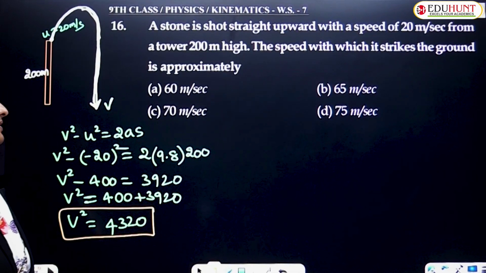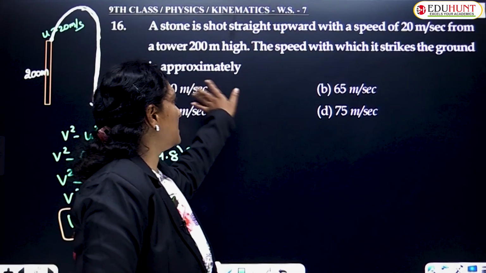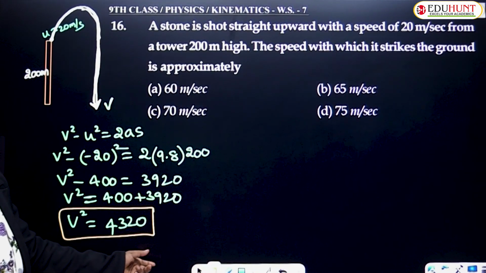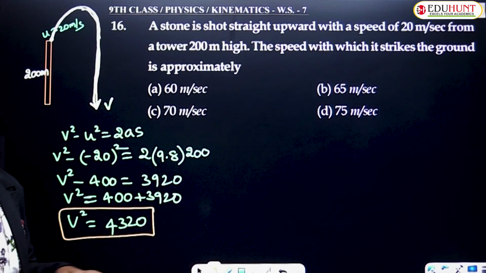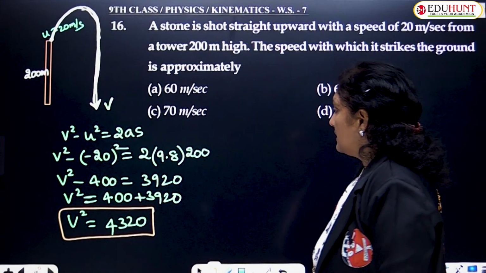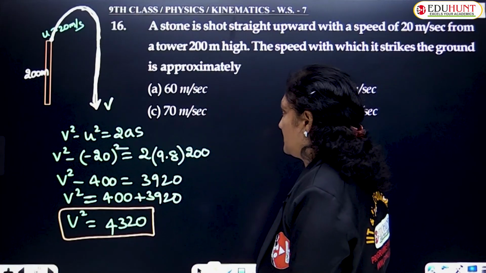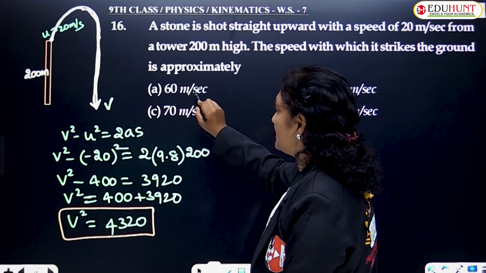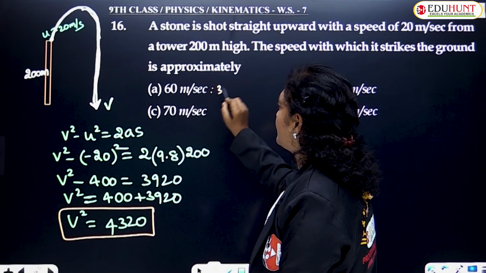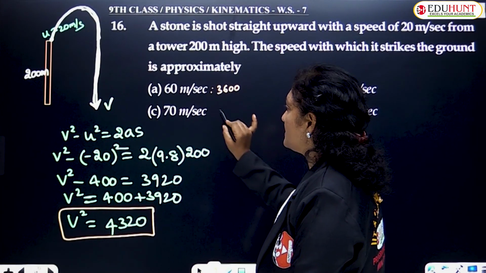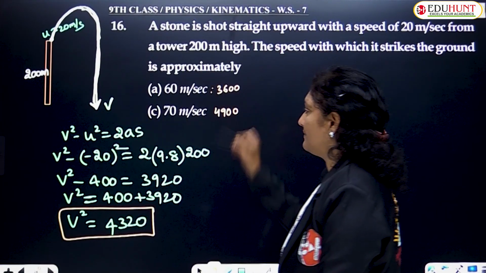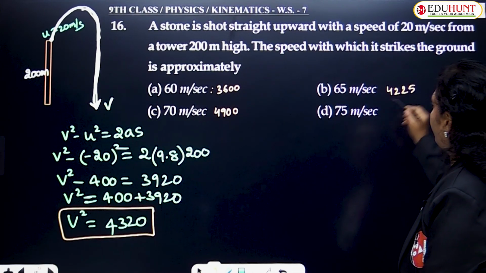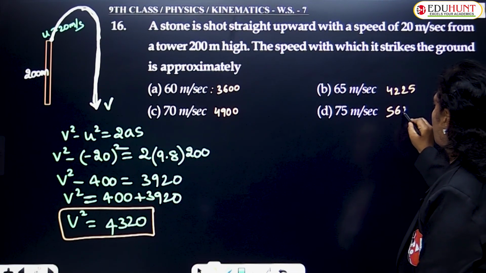This is the speed with which it strikes the ground, but you are given 4 values: 60, 65, 70 and 75. You may feel a little difficulty taking the square root of 4320. So let us compare among the given options which one is true. Suppose the answer v happens to be 60 meter per second, then v square must be how much, children? If v is 60, v square must be 3600. 70 means 4900. 7 7s are 49. Similarly, 65 means it must be 4225, and 75 means 5625.